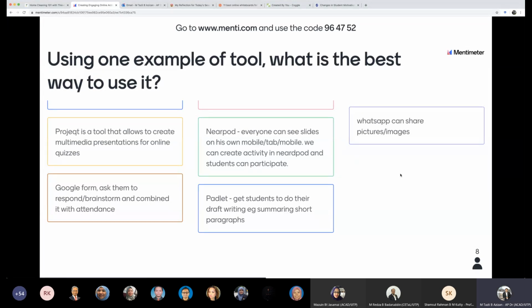Padlet, get students to do their draft writing or summarizing a short paragraph. Anything else you want to share? What are other examples that you could use to engage with the students as part of the formative assessment? Socrative is used for short questions, especially calculation. Okay.